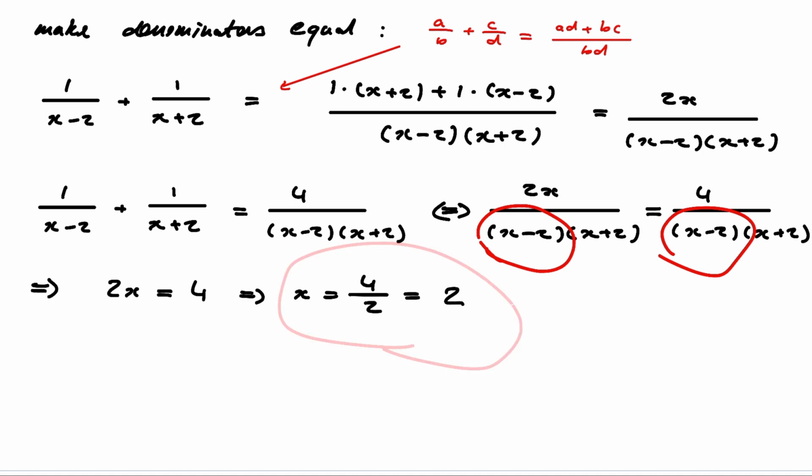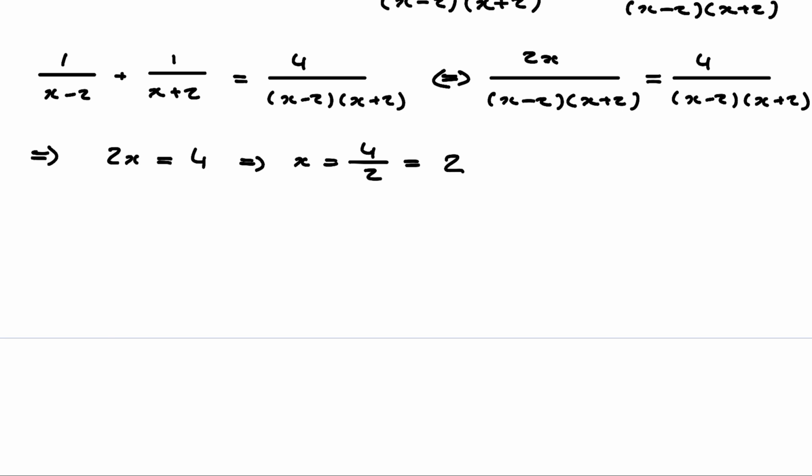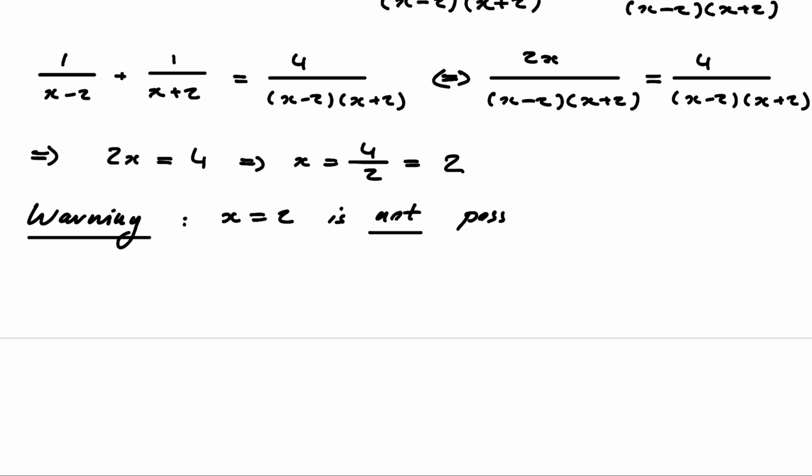So this is an example of something called an extraneous solution, where the algebra basically leads you down the garden path. So this is a really big warning. If I was to conclude x is equal to 2, I'd have forgotten really the meaning of what I'm doing. So, warning. It's a cool example. x equals 2 is not possible, as x minus 2 equals 0, and we'd be dividing through by 0.